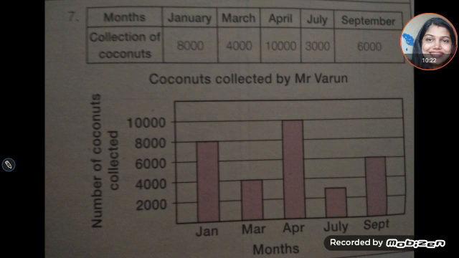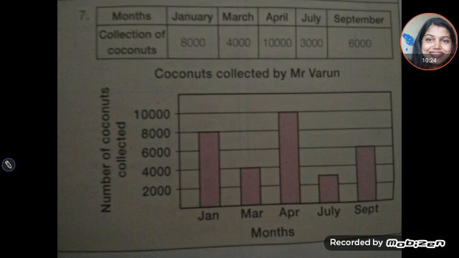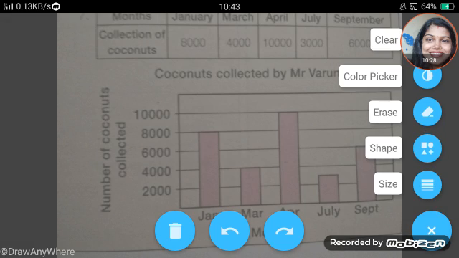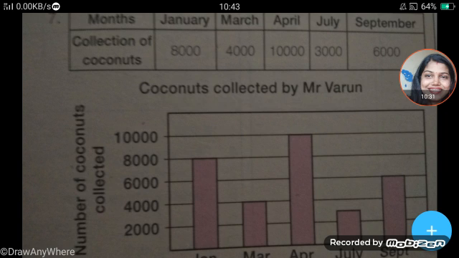So children, you can just see, I have taken a month here, that is January, March, April, July and September, and the collection of coconut by Mr. Varun in the similar month, and what are the quantity of the coconut collected by him. That is in January it is 8,000, March it is 4,000, April it is 10,000, July is 3,000, and in September month he has collected 6,000 coconut respectively.